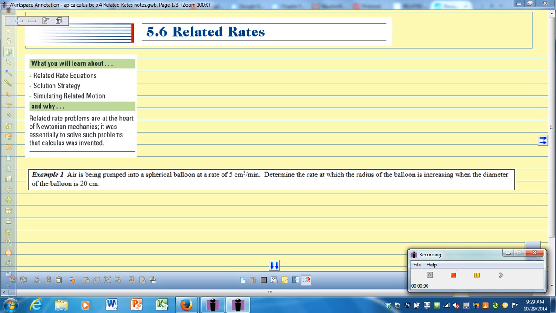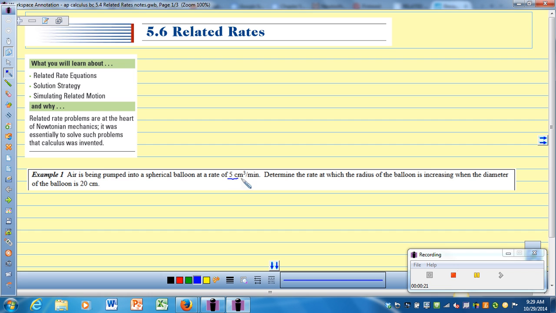Some application type of problem. So our first example is air is being pumped into a spherical balloon at a rate of 5 centimeters cubed per minute. Sorry, it's so tiny. You'll make do. So the first thing I want you to look at is the information that's being given.